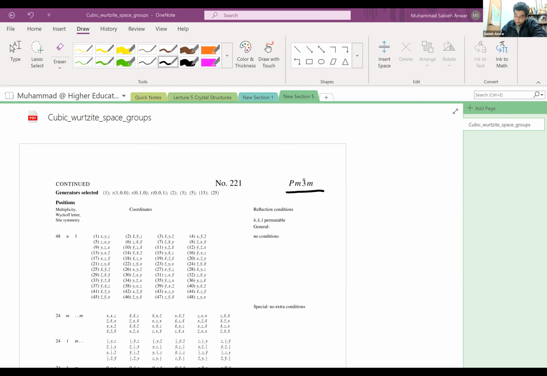CMM2. So I can't use my cursor here, by the way, because this is a PDF and I can't seem to open this in my other software, OneNote. So please bear with me on this. If you look at the top left, we have the name of the space group, CMM2. This is in the international notation.